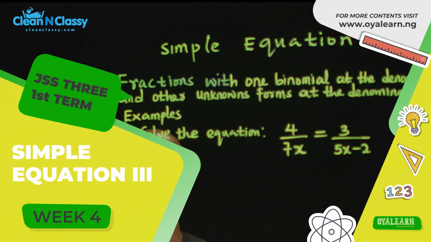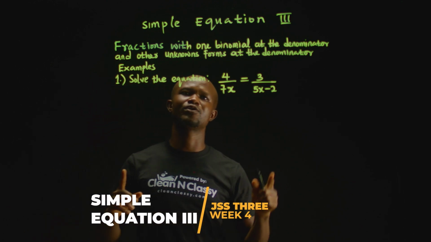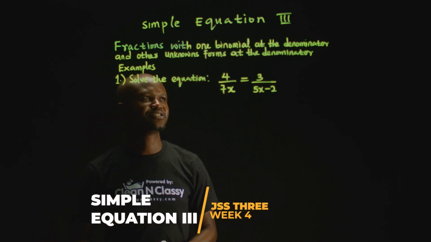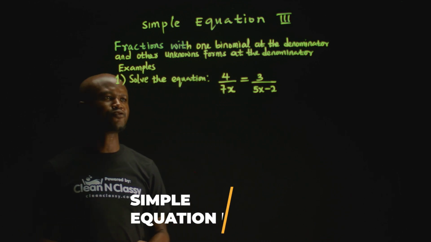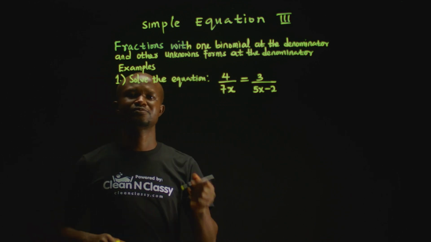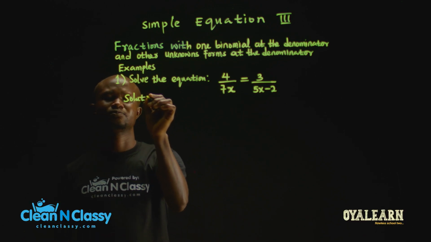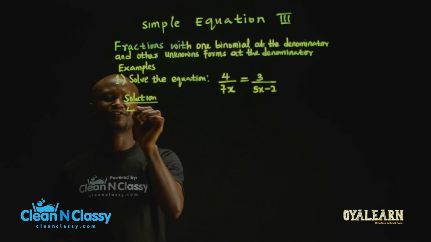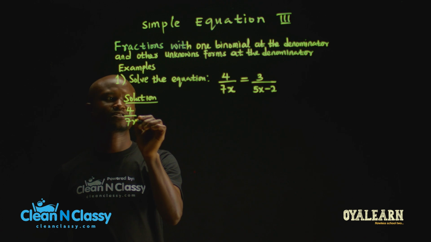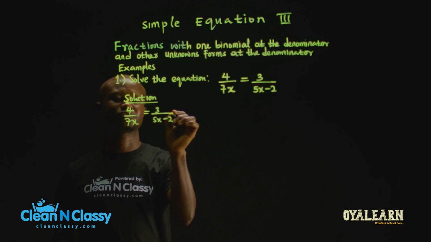Fractions with one binomial as the denominator and the other unknown forms as the denominators. Examples. Solve the equation. Solution. 4 divided by 7x equals 3 divided by 5x minus 2.